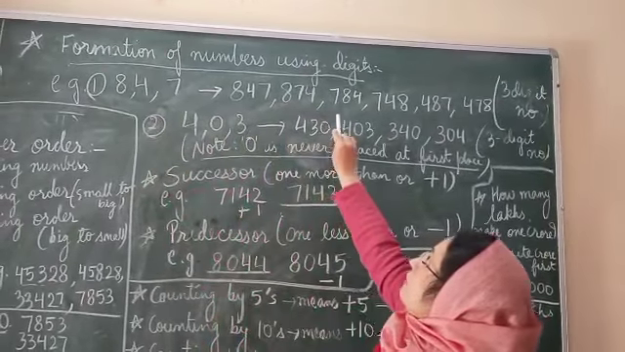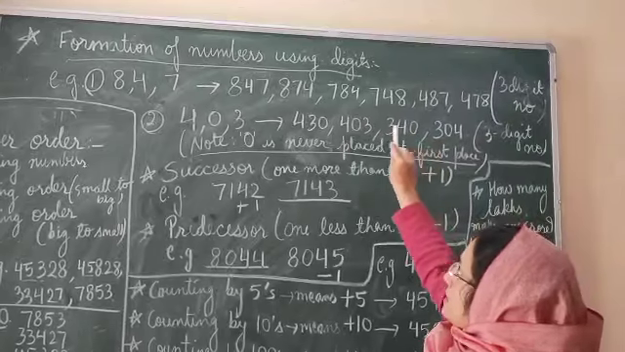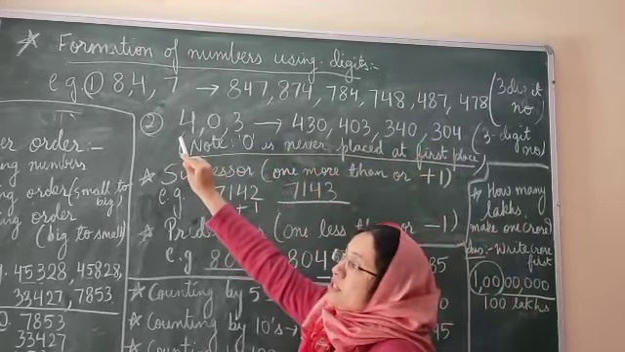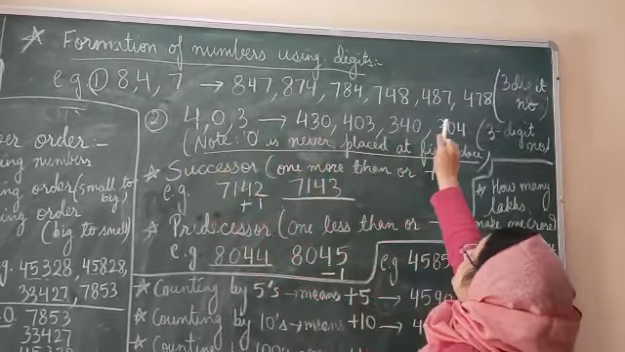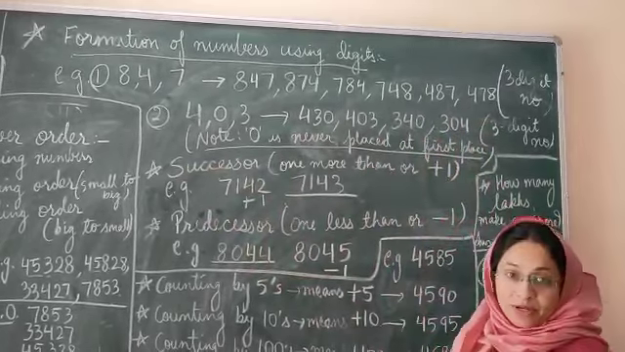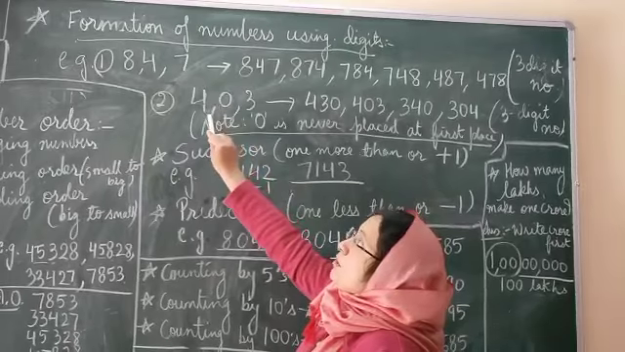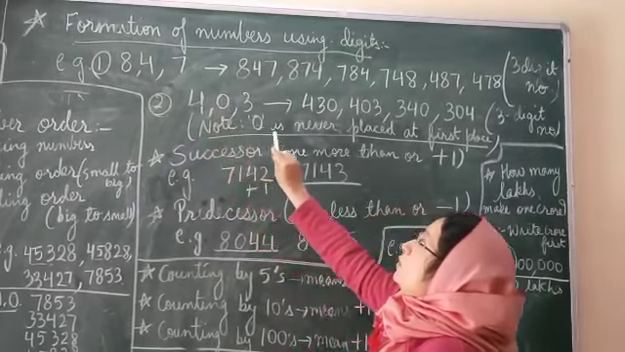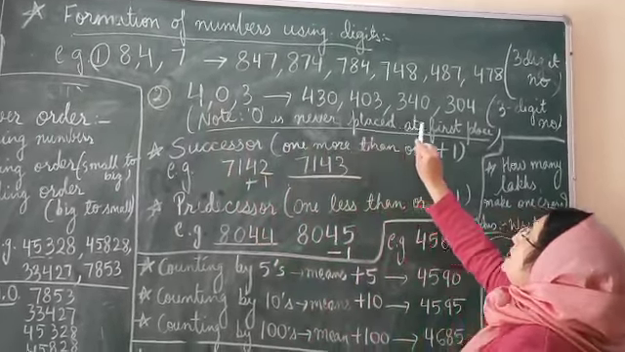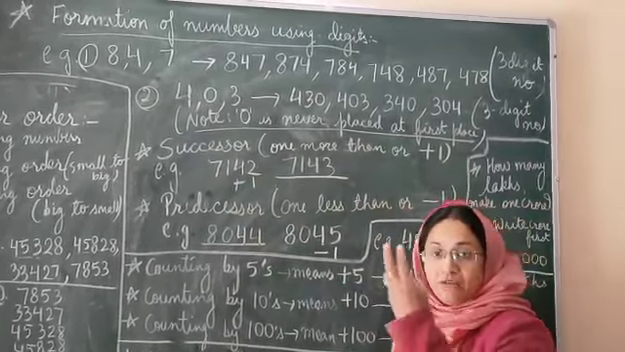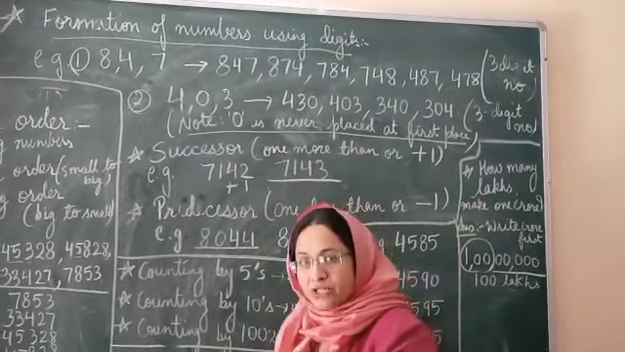Okay? So this way you can frame the numbers like this. From 3 digits, you can frame a maximum of 6 numbers here. But in case you are having 0 in the framing of the numbers, note that 0 is never placed at the first place, because you have to make a 3-digit number from 3 digits.